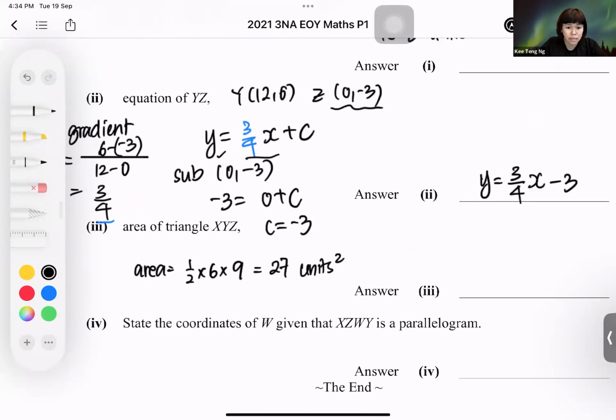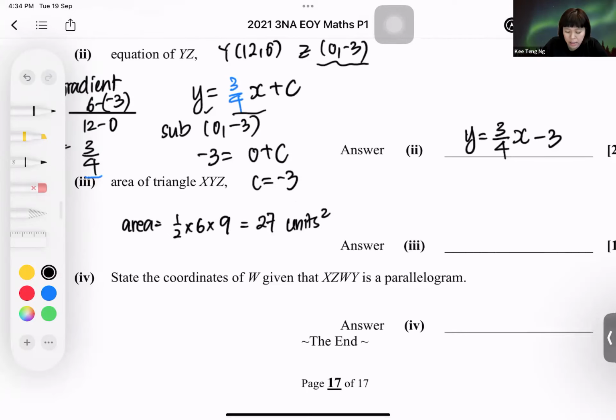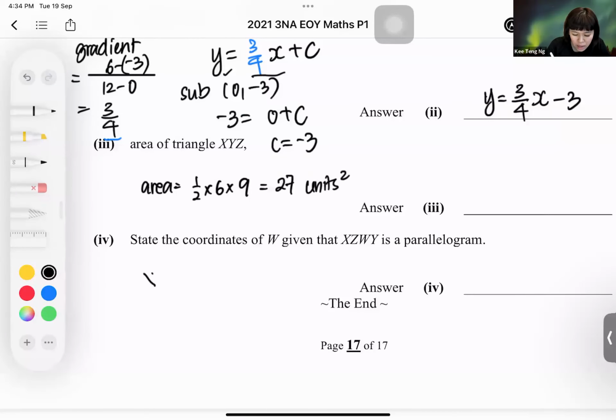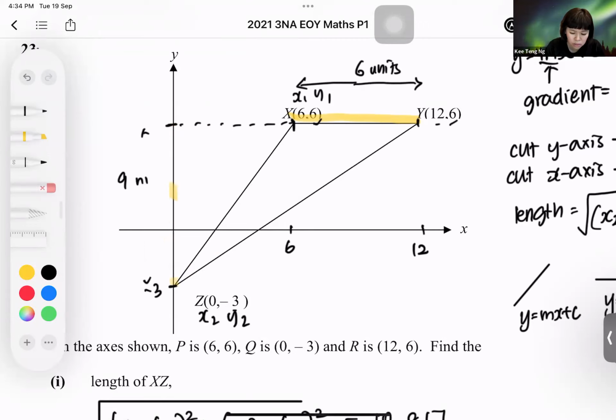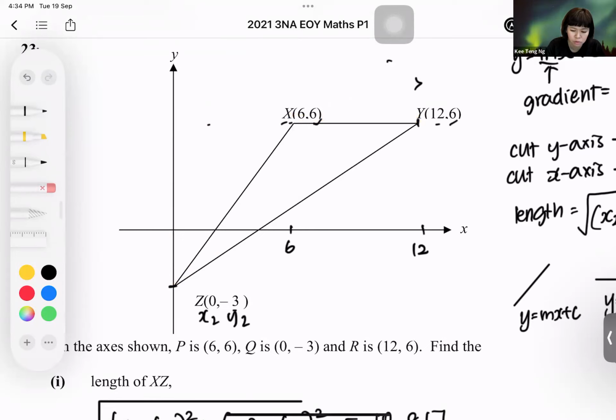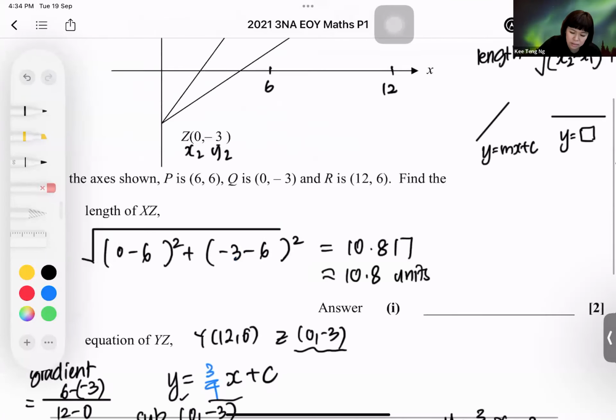Last but not least, state the coordinates of W such that XZWY is a parallelogram. Okay, but first, I must go in a proper clockwise or anti-clockwise manner. Cannot zigzag, okay? X go to Z, then go to W, then go to Y. X, Z, then W, then Y. Let's begin. I shall erase away all this so that it would be easy to find and read. Okay, I forgot, what does this say again? X, Z, W, Y.